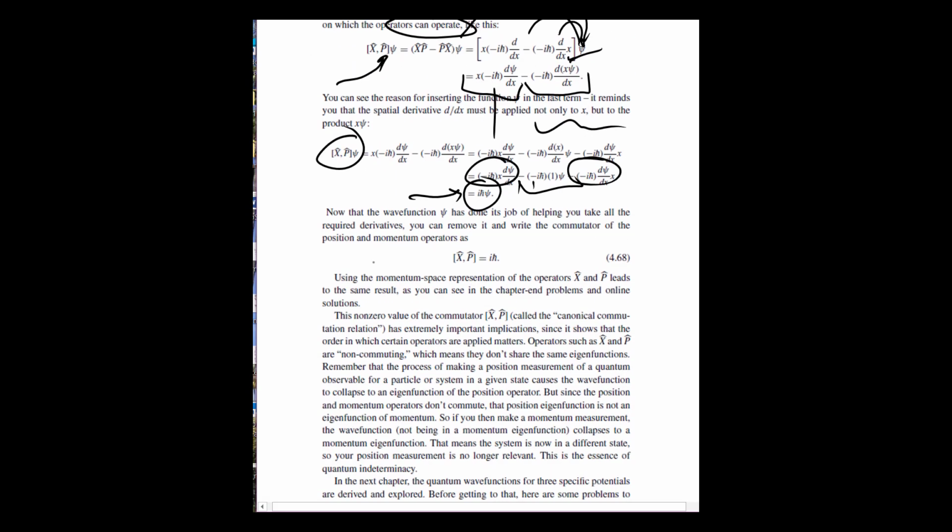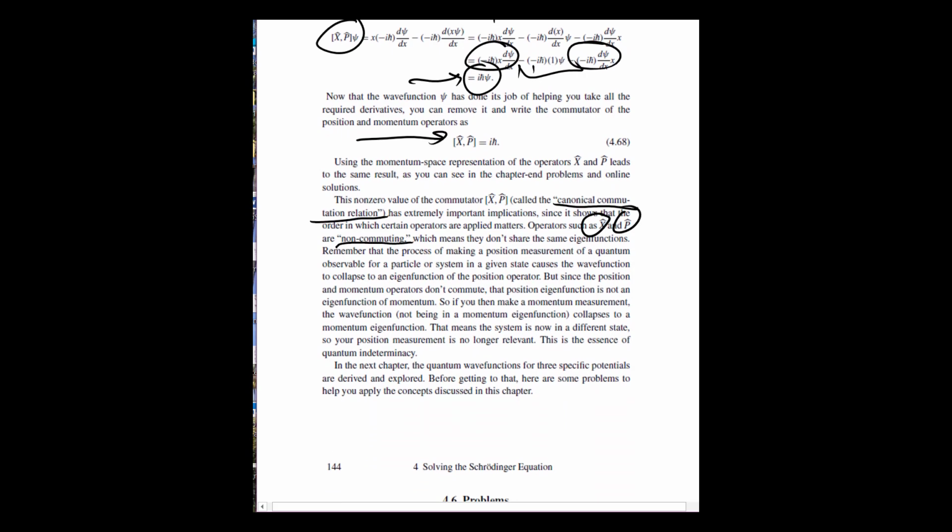Another way to write that is that the commutator equals this. This is a really important result in quantum mechanics. It's called the canonical commutation relation. Since it's not zero, the position and momentum operators are non-commuting. That means the order matters because they don't share the same eigenfunctions.